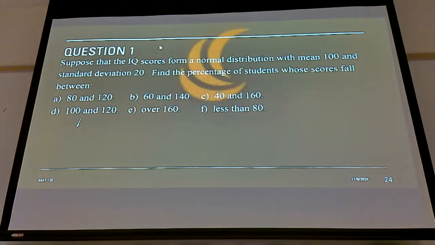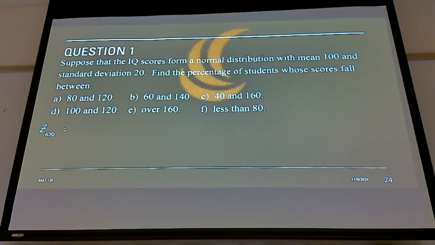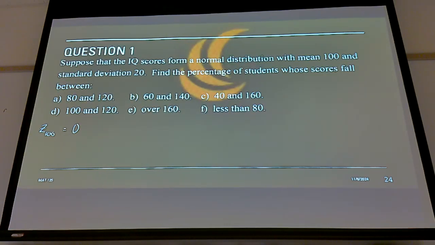Now between 100 and 120. Well, what would the z-score for 100 be? It has to be 0 because 100 is the mean. And it's standard normal, mean is 0. Oh, by the way, we did 120 already. That was 1.00.